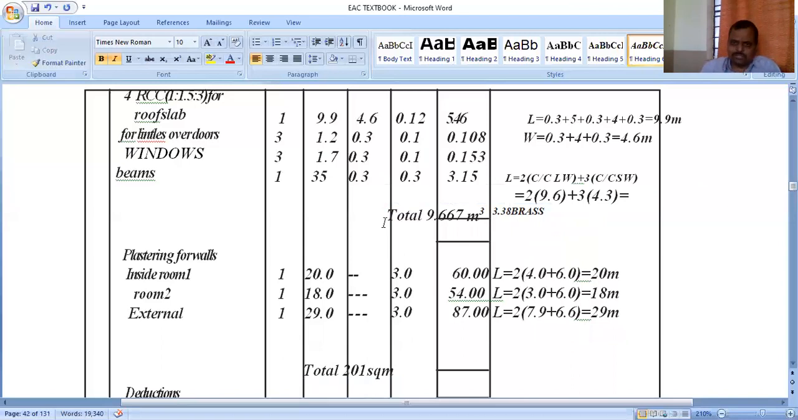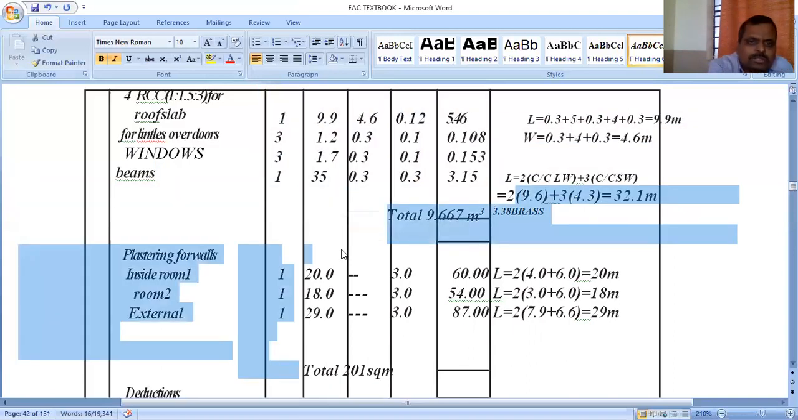Okay, I'll just calculate in front of you. It is very simple. 2 into 9.6 will be 19.2, plus 4.3 into 3, because there are 3 short walls, is 12.9. 12.9 plus 19.2 is 32.1 meter. So the total length of the beam will be 32.1 meter. In this way, it is very easy for us to calculate the actual length of the beam also.